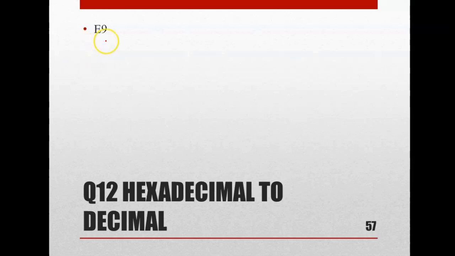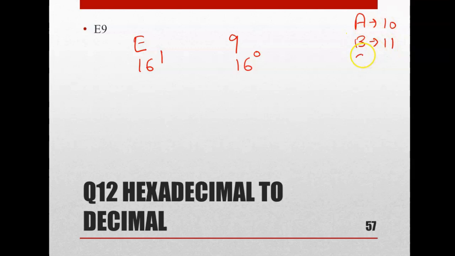Hexadecimal to decimal, right? I already told you how these questions work. You will start with the rightmost digit and multiply it by 16 to the power 0, then the next by 16 to the power 1. But the digits are in hexadecimal form, so you should be clear that A is 10, B is 11, C is 12, D is 13, E is 14. Okay, E is required here, so this is 14, along with 16 to the power 0.